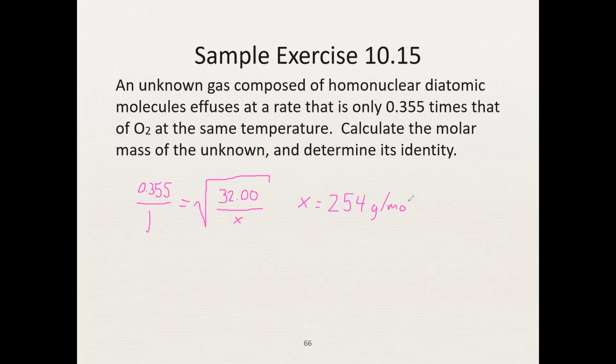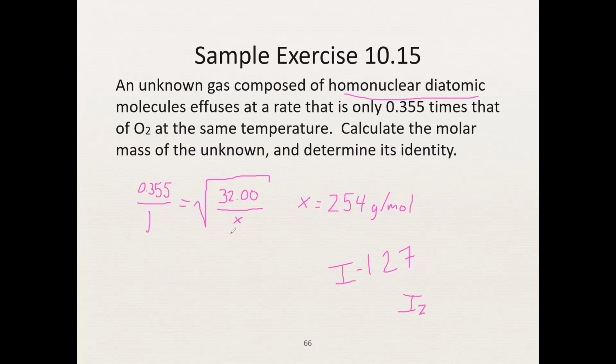So what we need to then do is look at our periodic table, and again, since we're told homonuclear diatomic molecule, we know it's going to just be two of the exact same element. So we need to find something that's got an atomic mass of half of 254, which is going to be 127, which is then just going to be iodine 127. And we'll see that the identity of that gas molecule then is just going to be I2.